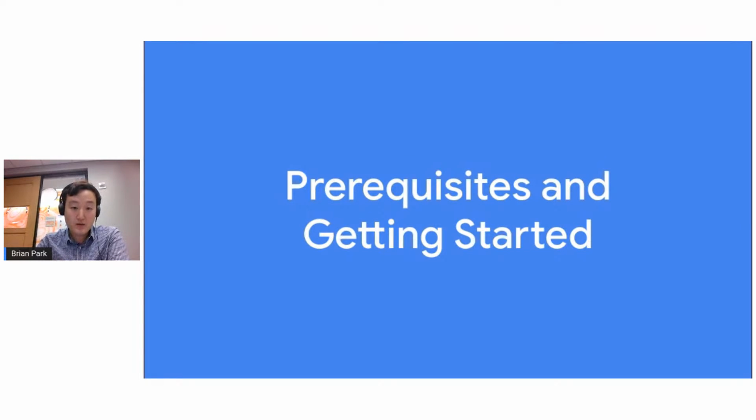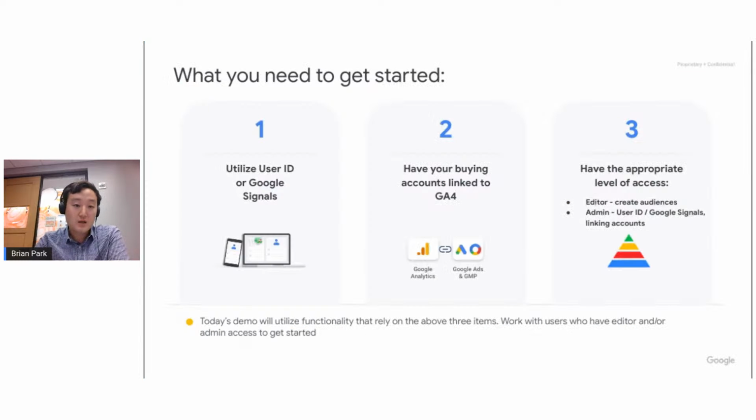Next, we'll talk a little bit about some of the things you can do to get started on some of the advanced use cases that we'll be covering today. You'll need three things to get started. First, you'll want to implement user IDs within your Google Analytics properties. This may require a little bit of implementation on your end, but on the other hand, you can also leverage Google Signals, which is readily available from the user interface. Additionally, from the same admin portal, you'll be able to connect your Google Ads and GMP accounts with Google Analytics directly.